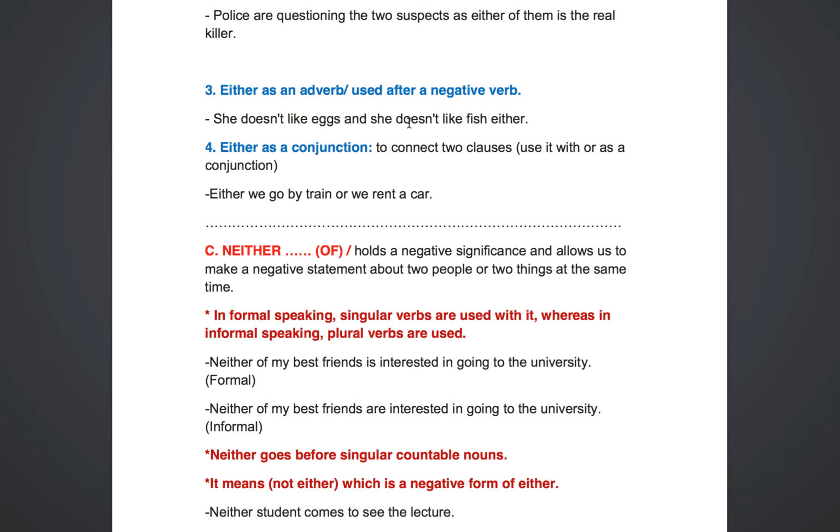The different function we have here is either as an adverb that is used after a negative verb. As I said, they can be used with negative forms. She doesn't like eggs and she doesn't like fish either. But you cannot say she doesn't like both fish and eggs.